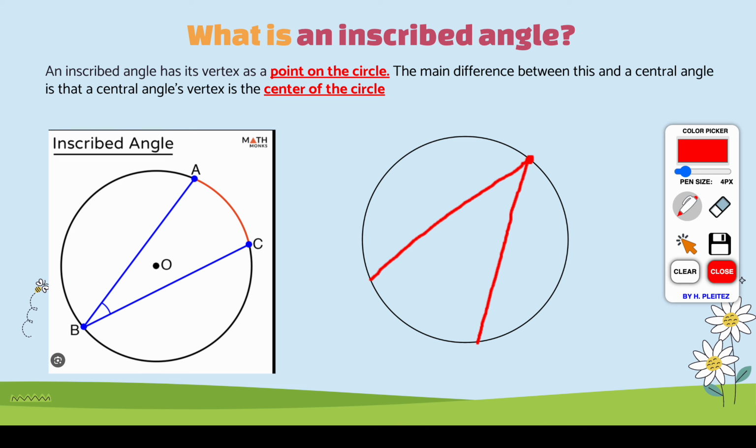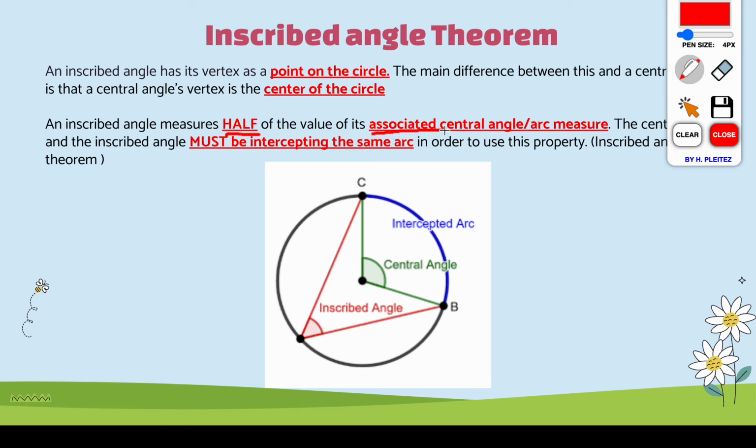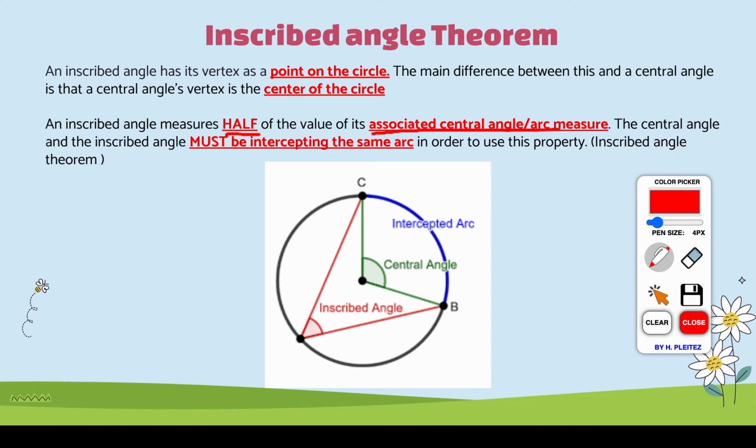That's an inscribed angle. Now, the inscribed angle theorem is the main thing that this lesson is going to be a part of. So, one of the parts of the inscribed angle theorem says that an inscribed angle measures half of the value of its associated central angle or arc measure. Now, for this, the central angle and the inscribed angle must be intercepting the same arc in order to use this property.